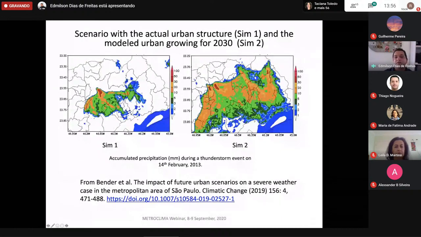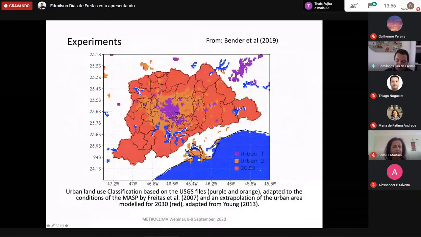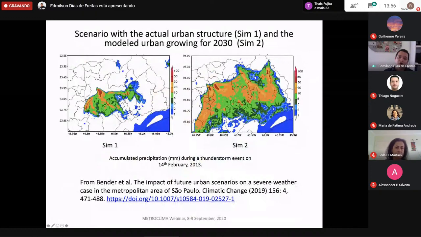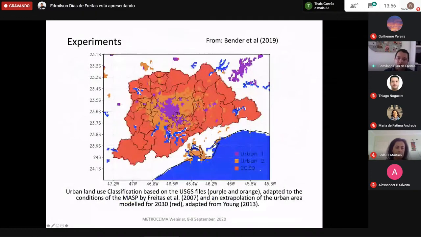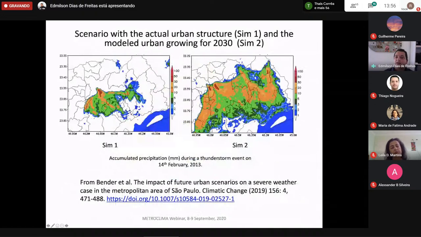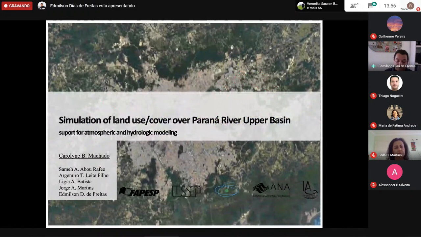So this is the real thunderstorm that we analyzed. And here we can see how this thunderstorm could be if this whole area here in red were urbanized. We can see that there is a significant increase, showing the influence of the urban areas over the precipitation, which is very important.